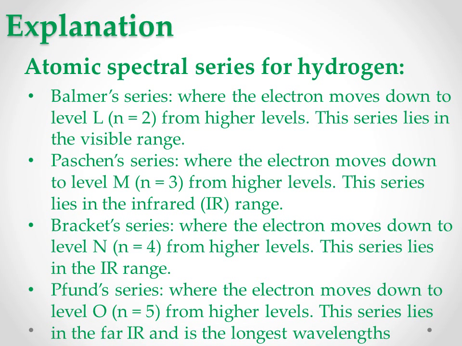Explanation. Atomic spectral series for hydrogen. Balmer's series, where the electron moves down to level n equals 2 from higher levels. This series lies in the visible range.